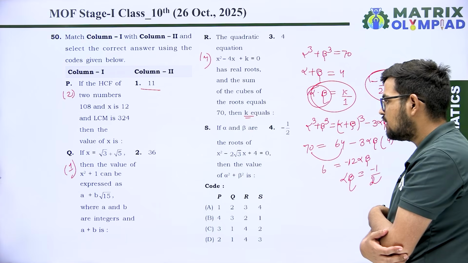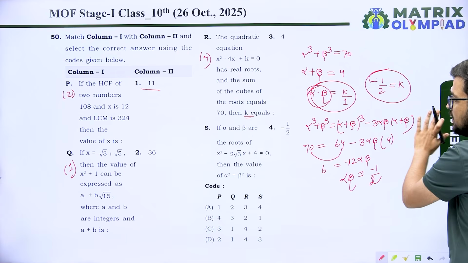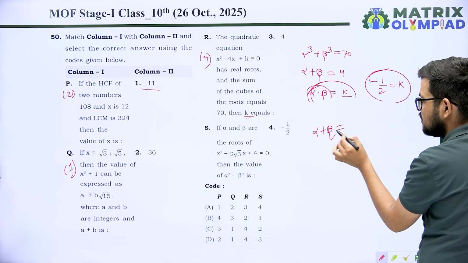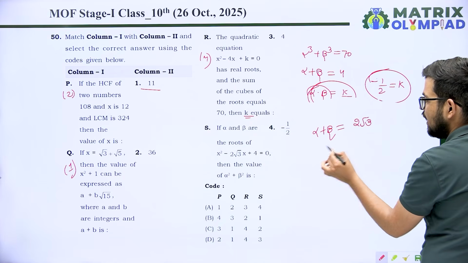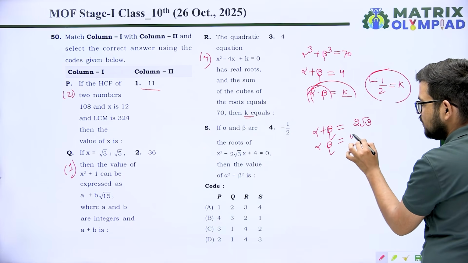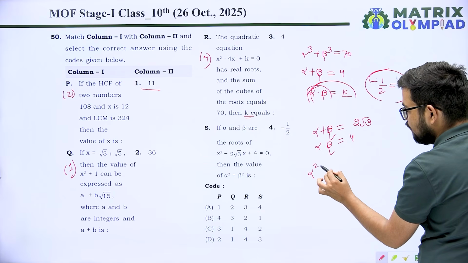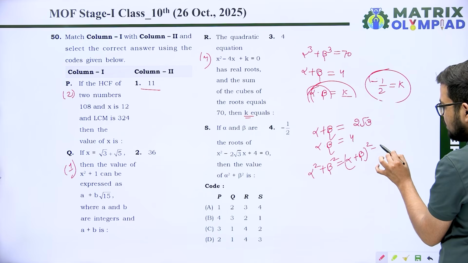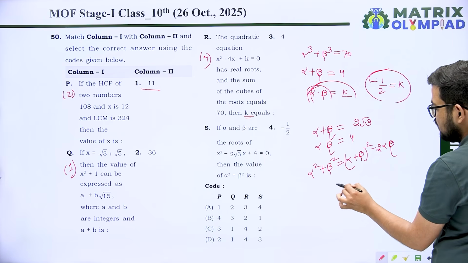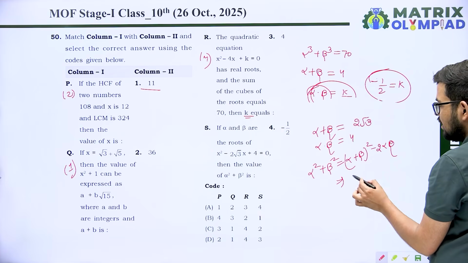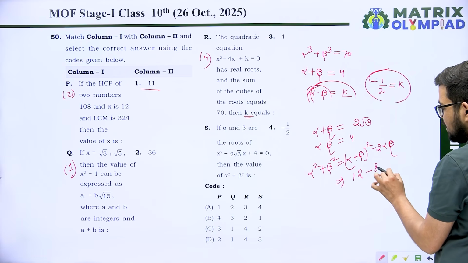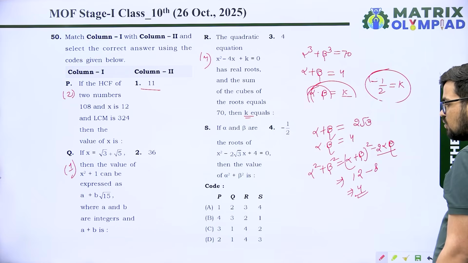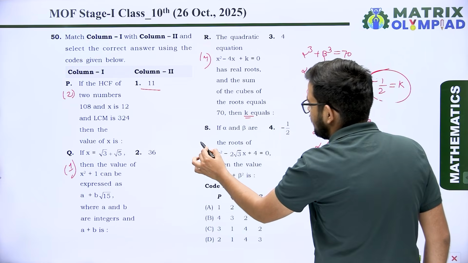And S, if alpha and beta are the roots of the equation, then alpha square plus beta square. So from here alpha plus beta equals minus b upon a, that is 2 root 3, and alpha dot beta equals c upon a, that is 4. We know that alpha square plus beta square equals alpha plus beta whole square minus 2 alpha beta. So that is the square of 2 root 3, that is 12, minus 2 into alpha beta, which is 8. So you will have alpha square plus beta square equal to 4. So S's correct answer is 3.